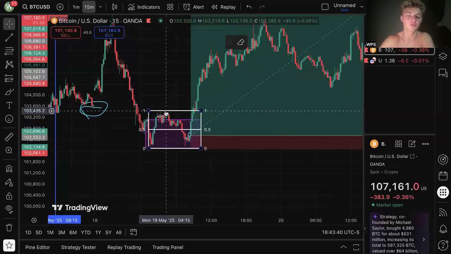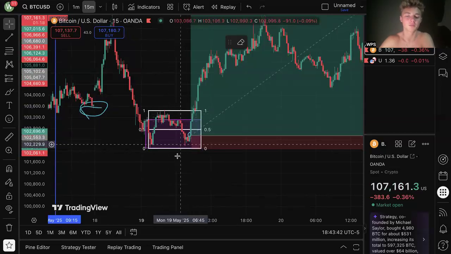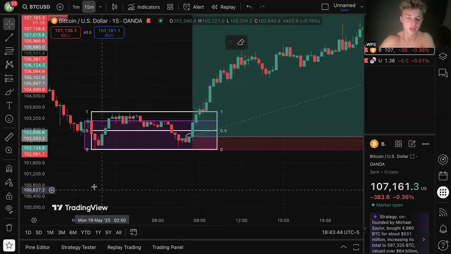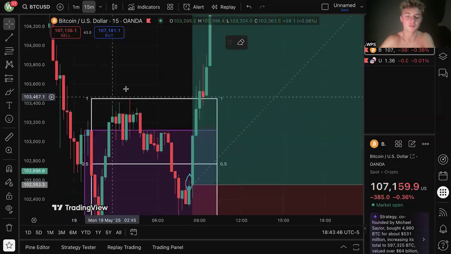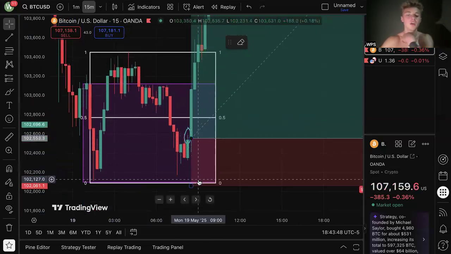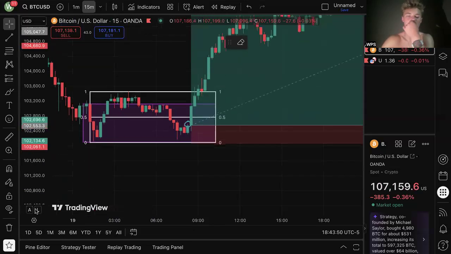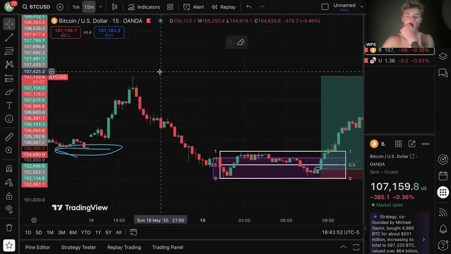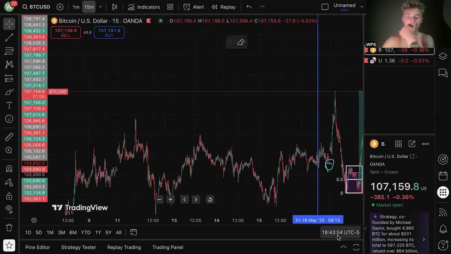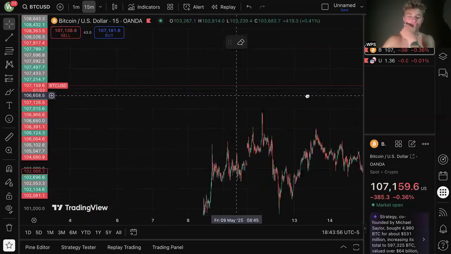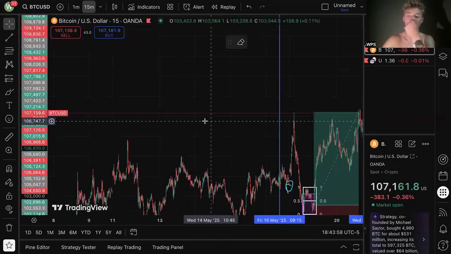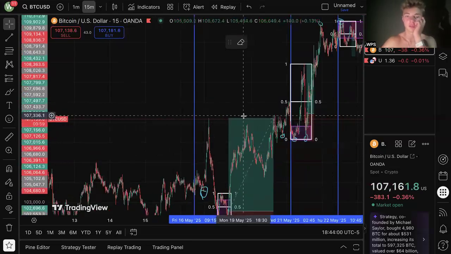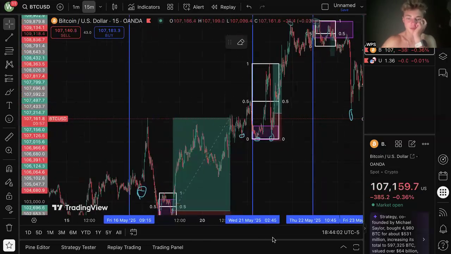Price retraces out of the order block, forms an equilibrium, comes back into this order block, and then price breaks structure on the 15-minute right here. So this is a long, stop loss below here, take profit all the way up here and maybe even further. Although it doesn't really look like it'd be further, but that would get hit pretty easily.